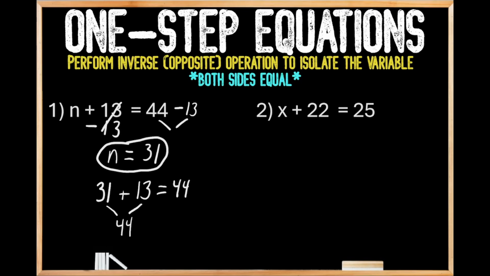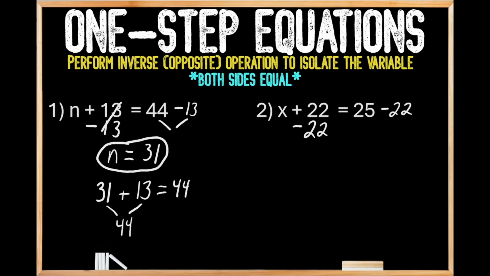Now moving on to question number 2, where this time we're being asked to calculate the value of x. So in order for us to isolate our variable of x, we need to perform the opposite operation of whatever's being done to x. And here we're adding 22, and the opposite operation of adding 22 is subtracting 22, but we need to make sure that we do this to both sides of the equation. So we're also going to take away 22 from the right side of the equation as well.